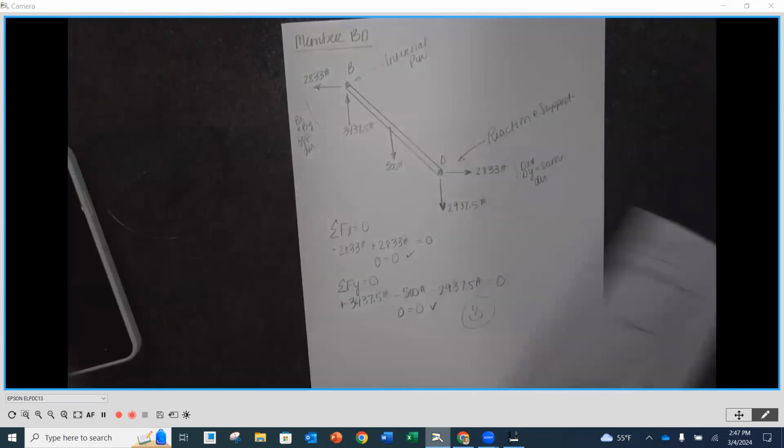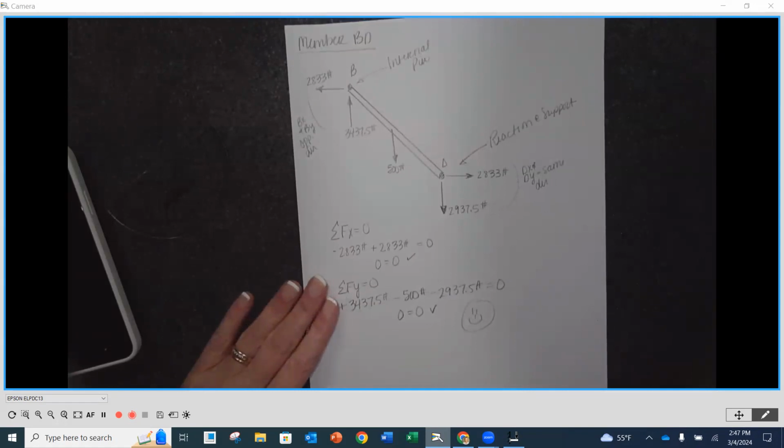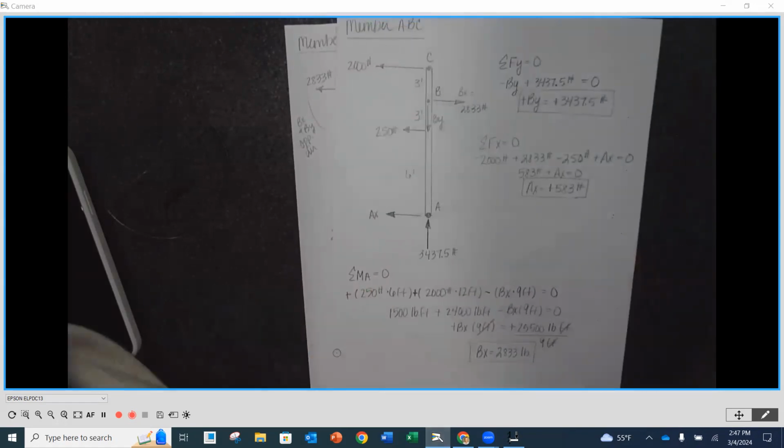Okay. Yep, you do have a frame problem that you'll be doing for your unit assessment. So it's good practice. I am going to stop the recording then.